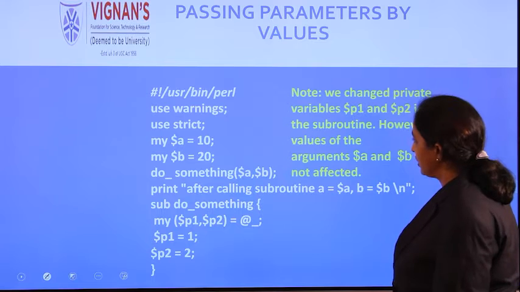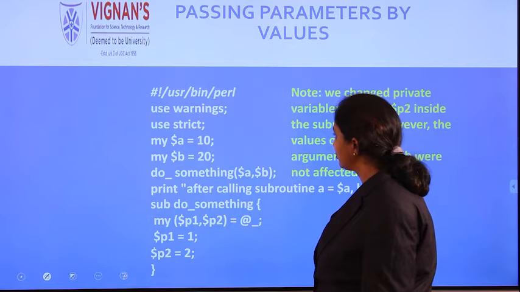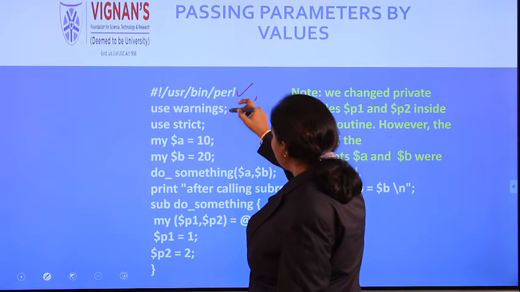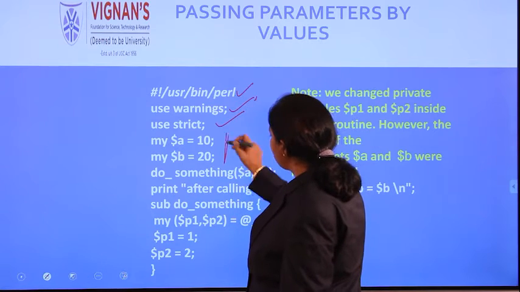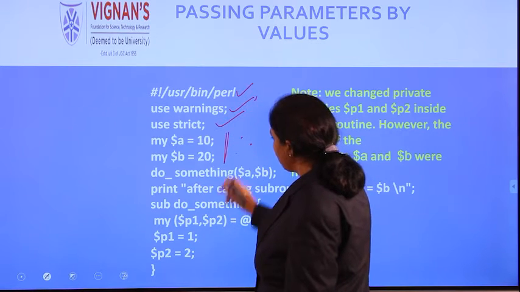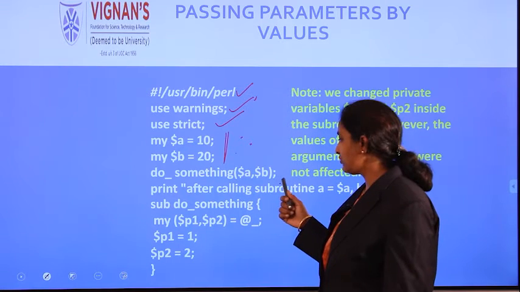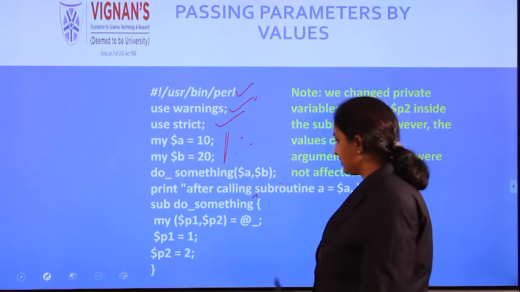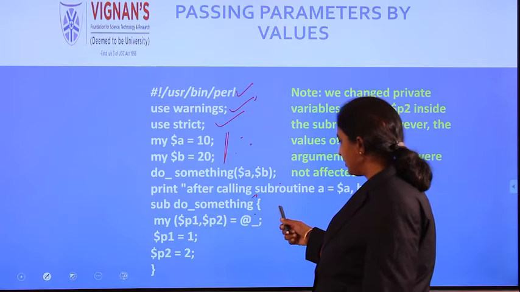Now see, in this program, this is the example for passing the arguments by values. The first part is the same. This is the definition part, and using warnings and strict are common. First you have created two variables and initialized them. So, variables creation and initialization. After that you are calling the function. Up to this there is no change. Even at this point, there is no difference. This is the starting point of the definition. Here also you don't find any change.